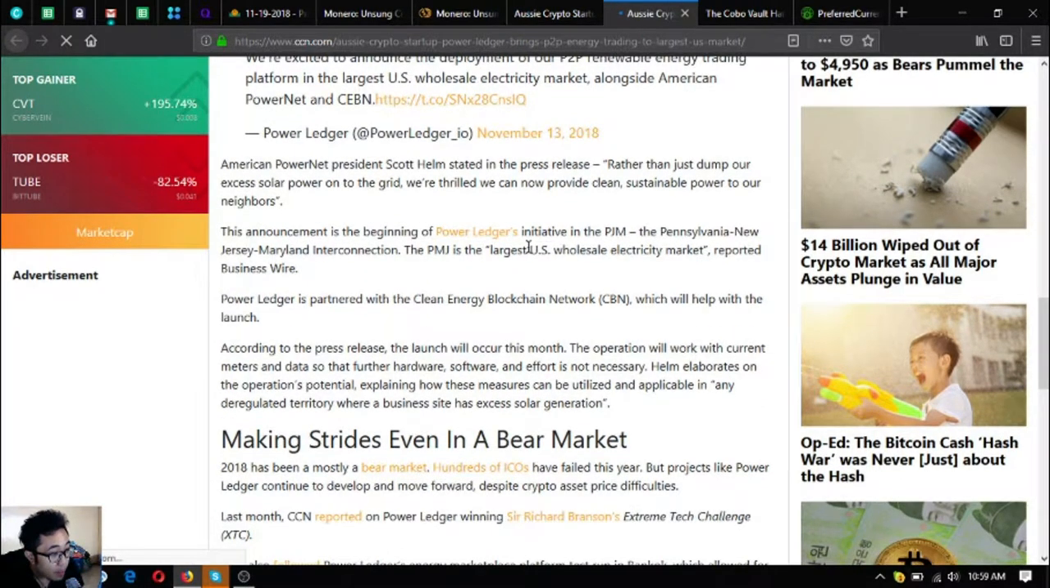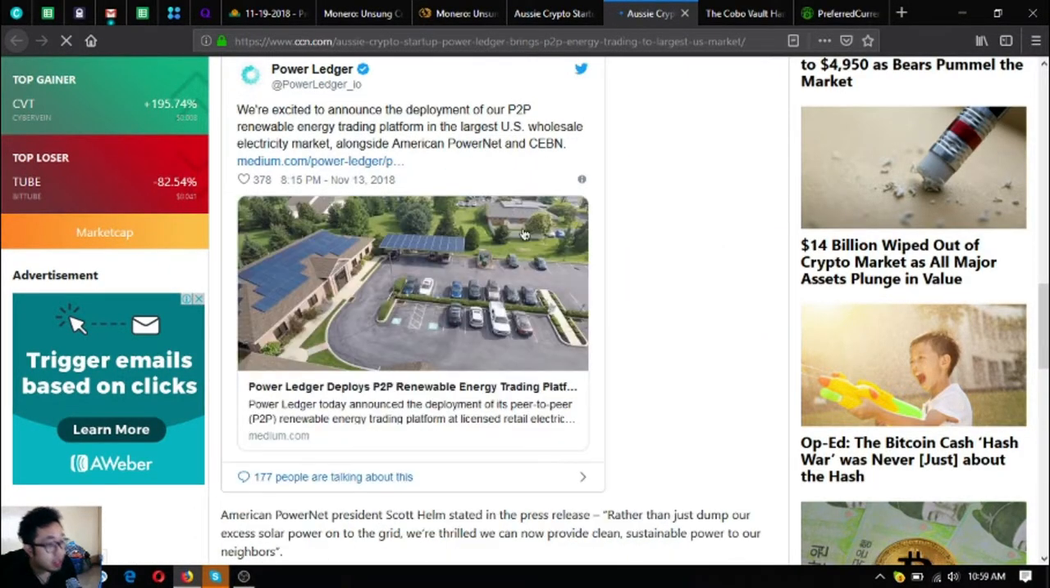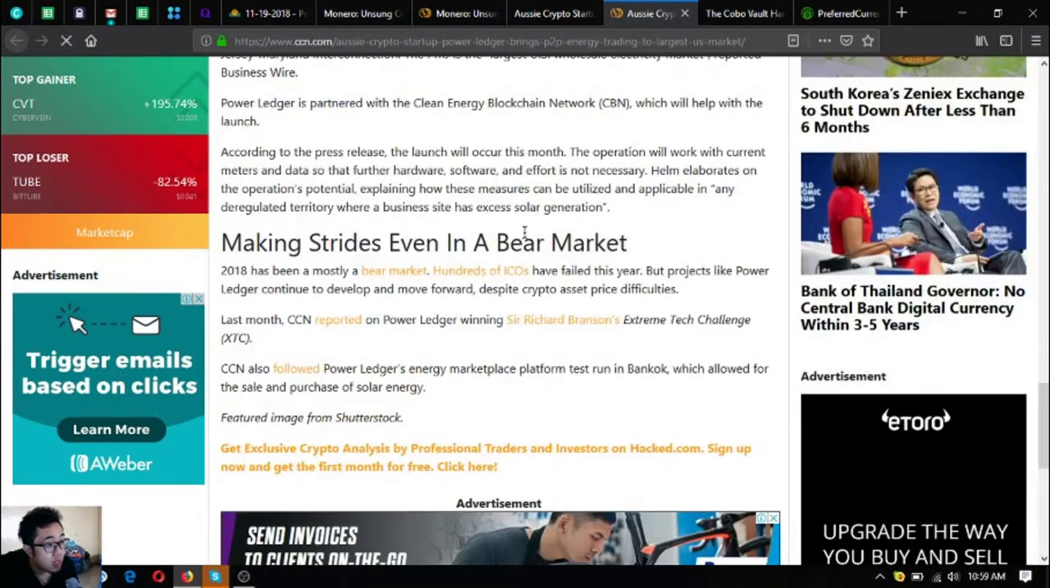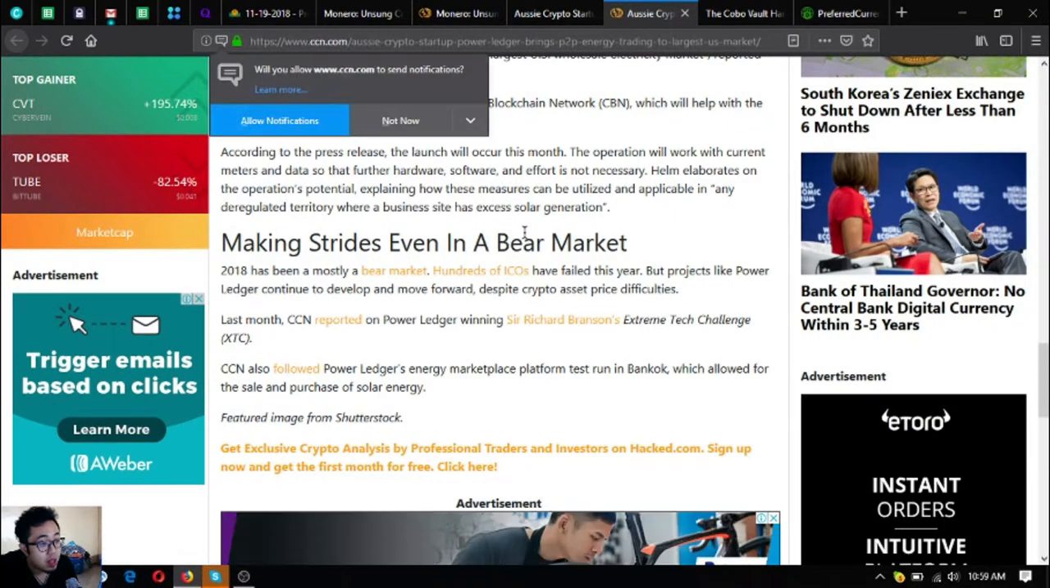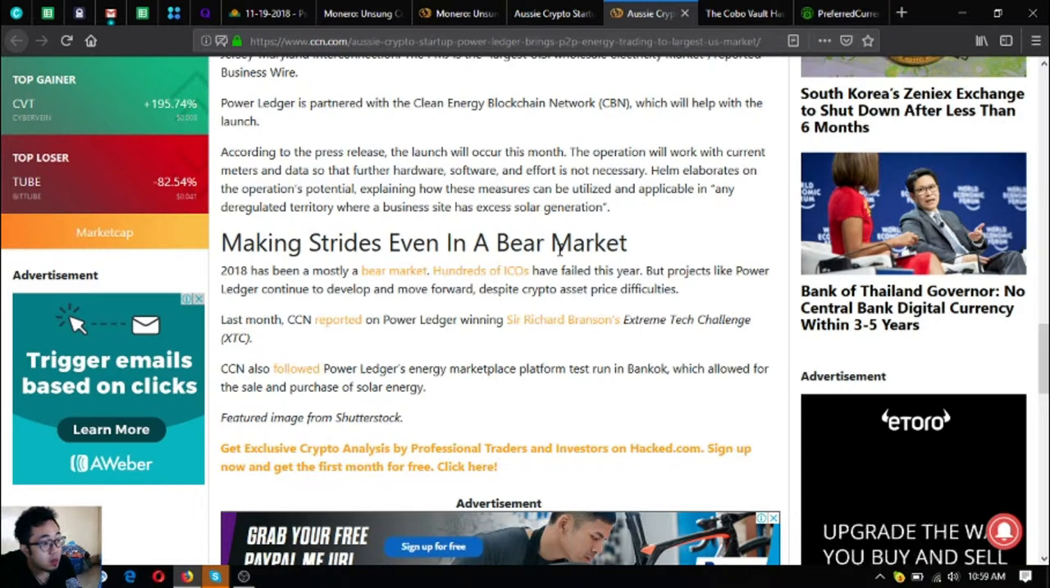So where were we? Helm elaborates on the operation's potential, explaining how these measures can be utilized and applicable in any deregulated territory where a business site has excess solar generation.